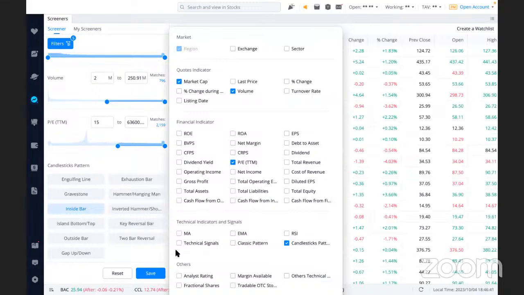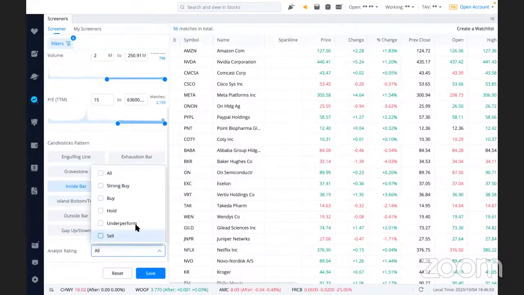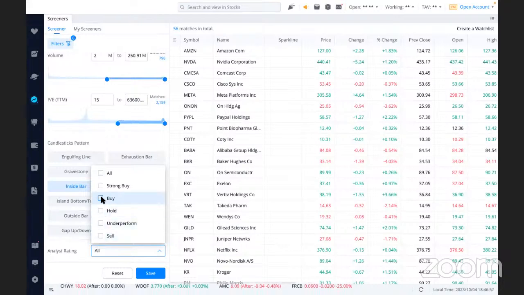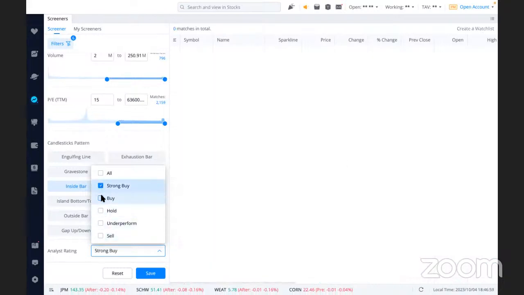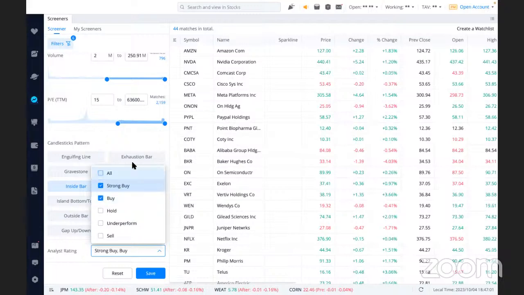All right, so we're going to go ahead and keep this candlestick pattern, the inside bar. We like that. And let's go ahead and look at analyst ratings. Unless we're looking really short, we don't want the weak ones. We want things that are at least a strong buy or a buy, right?